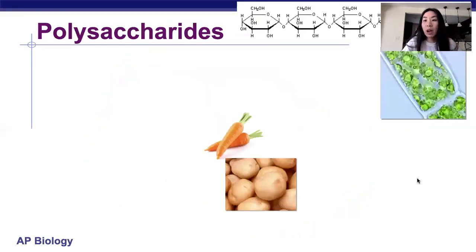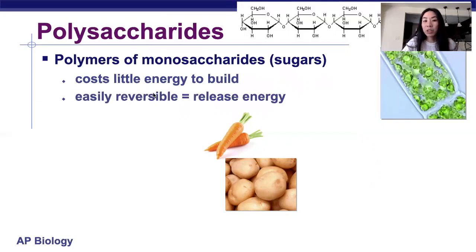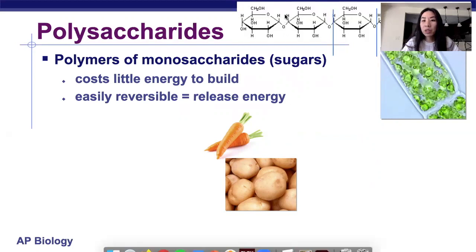Now, polysaccharides are chains of monosaccharides put together. So in this image up here, you just see there's a bunch of glucose molecules all chained up. They are polymers of monosaccharides or sugars. It costs little energy to build, and it's easily reversible. And when it's reversible, it releases energy. So when I say it's reversible, it means that it could be broken down. So I can cut off basically each of these glucose sugars, or not glucose, but any of these monosaccharides. They could be broken off piece by piece. And then when this is broken off, this single monosaccharide can be used in cell respiration to make ATP.